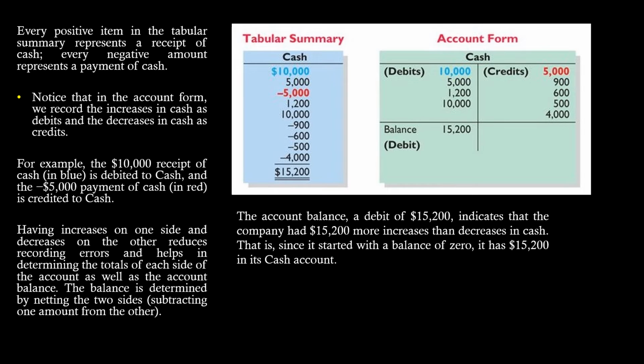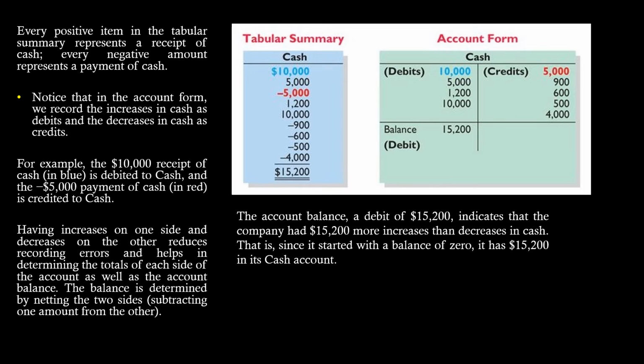Okay, so every positive item in the tabular summary represents a receipt of cash. All right, so the tabular summary, you guys are looking right here. Every negative amount represents a payment of cash. Notice that in the account form, we record the increase in cash as a debit and a decrease in cash as a credit. So that's the account form. That's what we're going to be using, right?